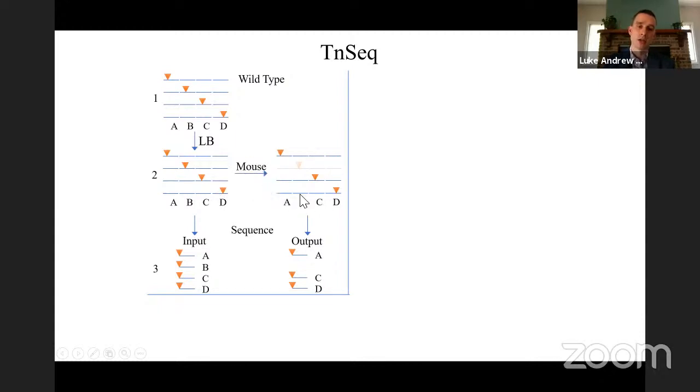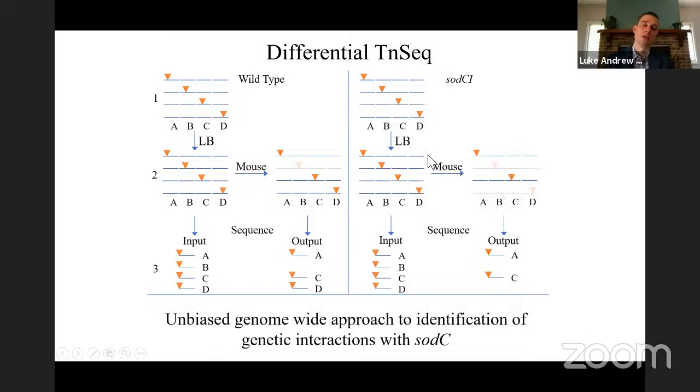After that, you can collect the output mutants that survive your test condition. Then using sequencing, you can compare the input mutants to the output mutants. In this example, we see that insertions in gene B are identified in the input, but not the output. That tells us that the function of gene B is important under our test condition, in this case the mouse infection. Again, this is not necessarily a unique experiment. It's been done in Salmonella and many other bacteria at this point. What was unique about our experiment is that we did this in both a wild type and a SOD1 mutant background, with the idea that this could be an unbiased genome-wide approach to identification of genetic interactions with SOD1.